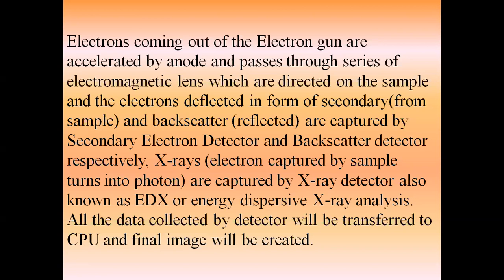So by these three different types of detectors, whatever data is detected or captured will be transferred to the CPU, and the CPU will ultimately make a resulting image from those three detectors, and you will get your analyzed image, or the final image of the sample that you are viewing under the microscope.